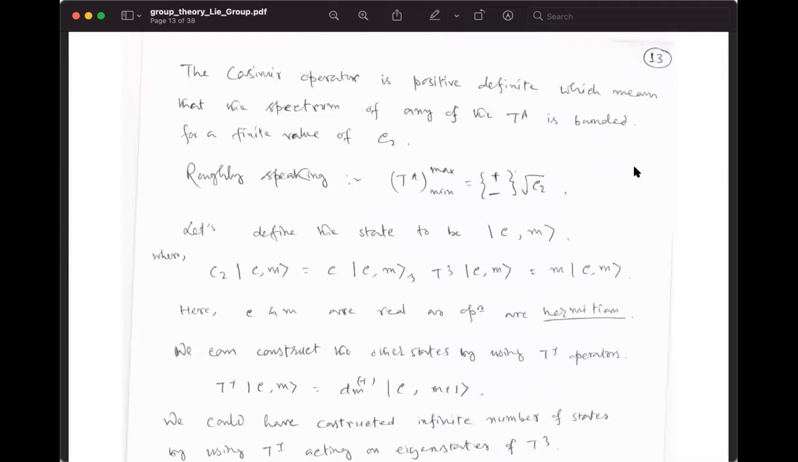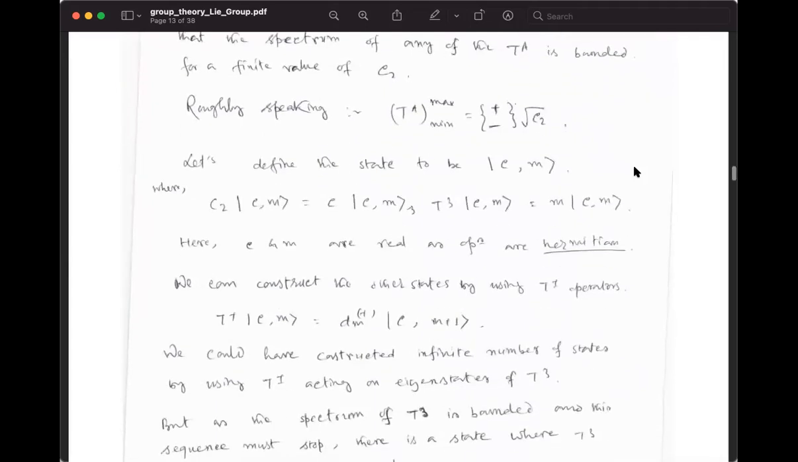So let's define the state to be |c, m>. If we act C2 on |c, m>, you get the eigenvalue c, and the T3 eigenvalue will be given as m. So T3 will act on the second index, and C2 will act on the c. And c and m are real, as the operators are Hermitian, the way they have been defined.